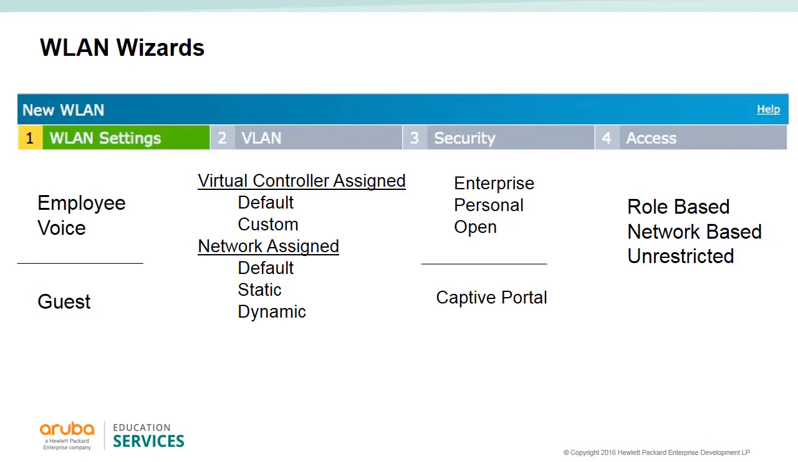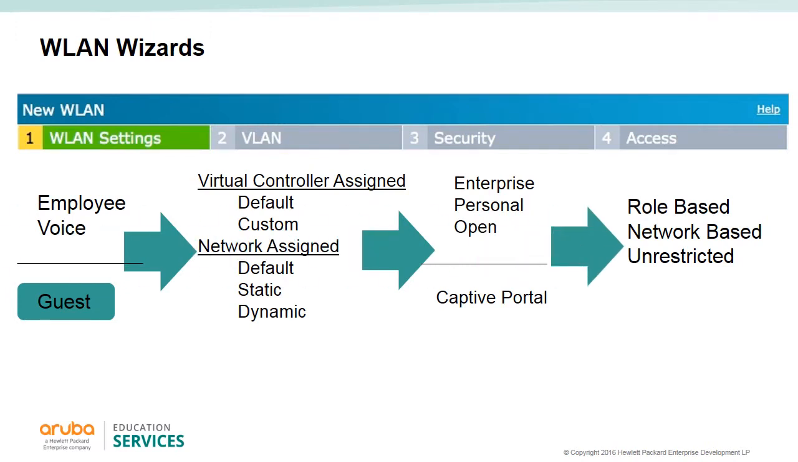The wizard is an easy way to configure the guest SSIDs you want for the IAP cluster. You will pass through 4 stages using the wizard. The first stage is to select the type of SSID you want to configure. The guest selection will lead you to Captive Portal authentication. The next stage is to select the VLAN. With the guest selection, virtual controller assigned is the recommended VLAN setting. You then receive Captive Portal options. The last stage is setting up the firewall with the guest rights.